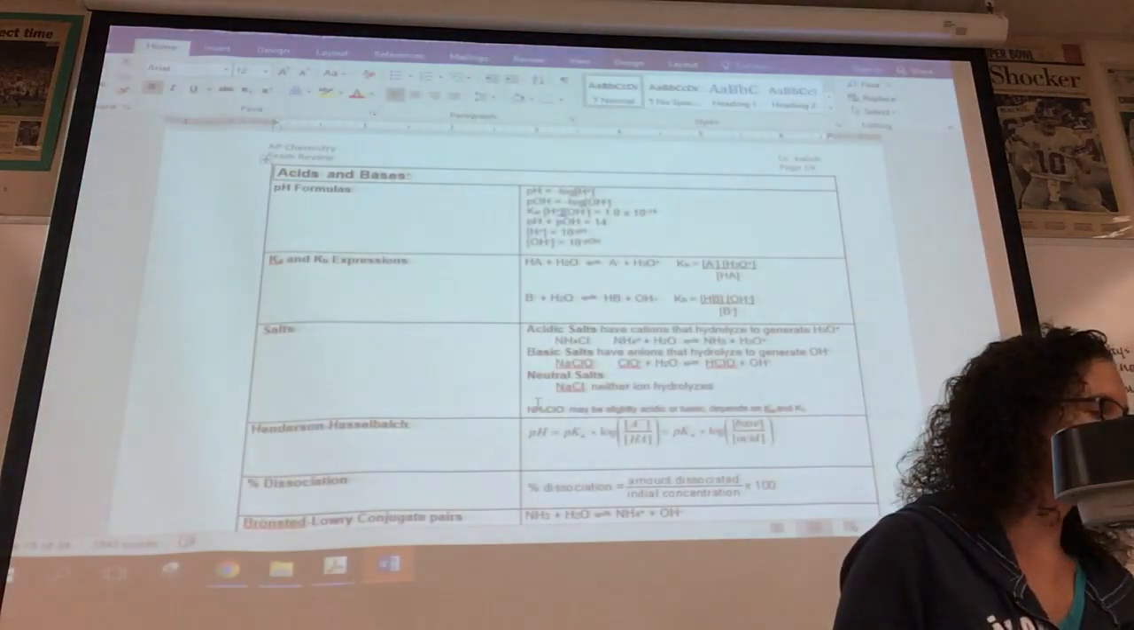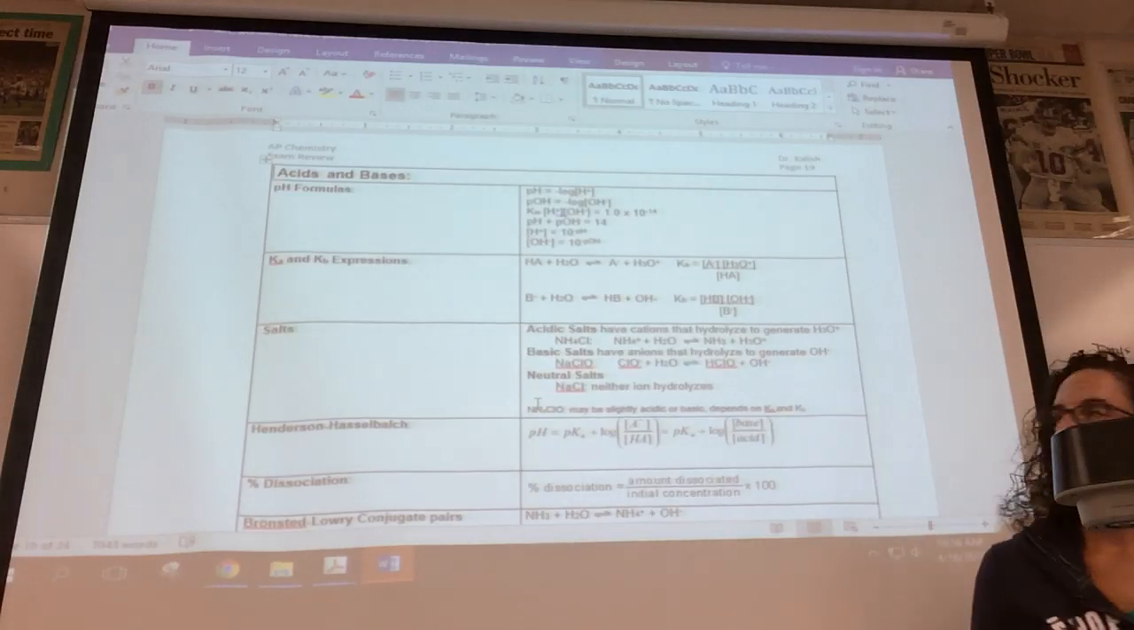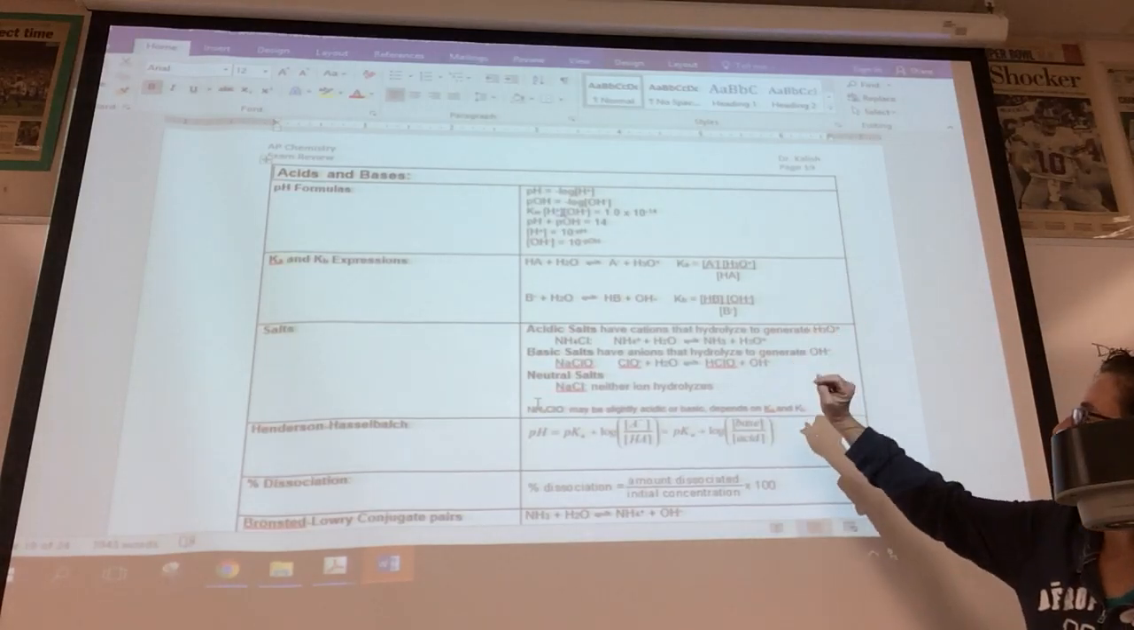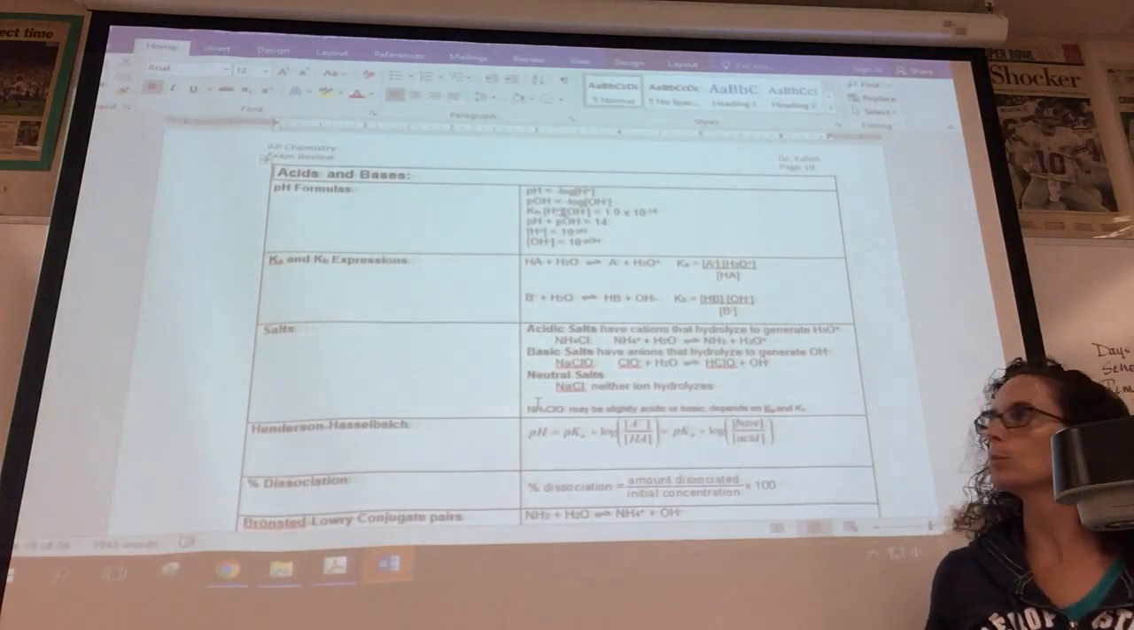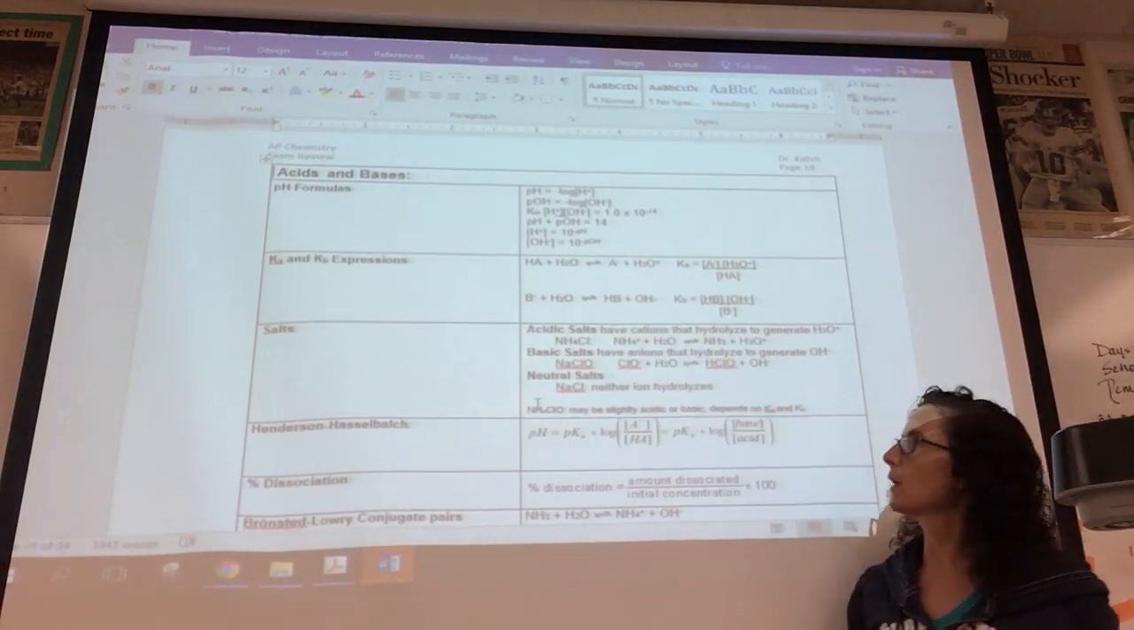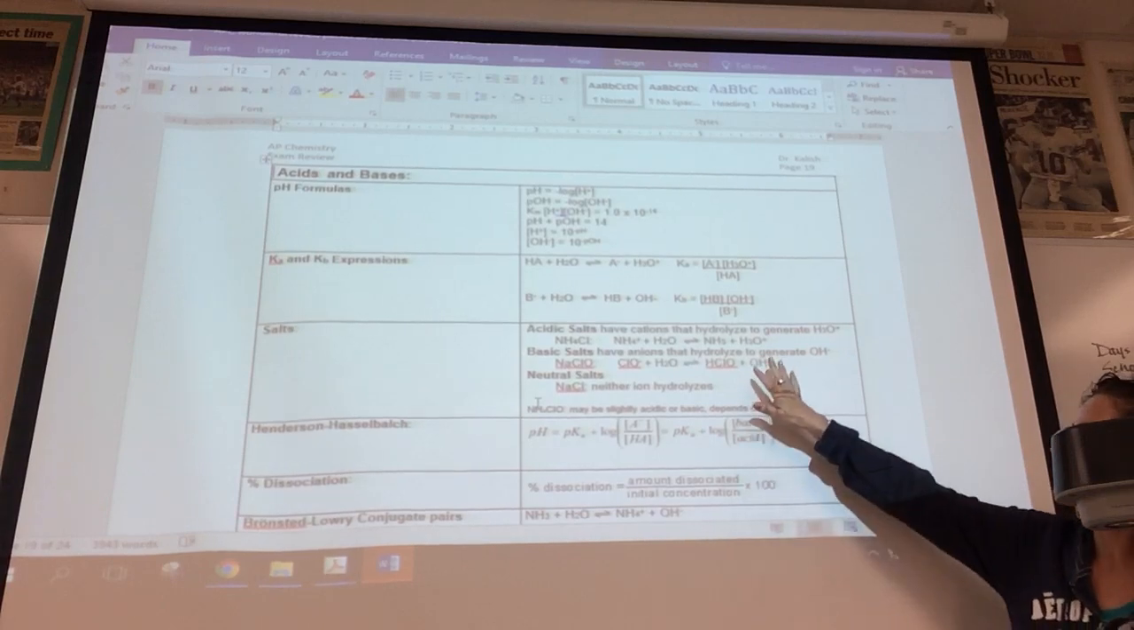And again, you have this in your review tab. You know how to write Kas and Kbs. Remember, with Ka, you're going to generate hydronium ion or proton. With Kbs, you've got to generate hydroxide ions.